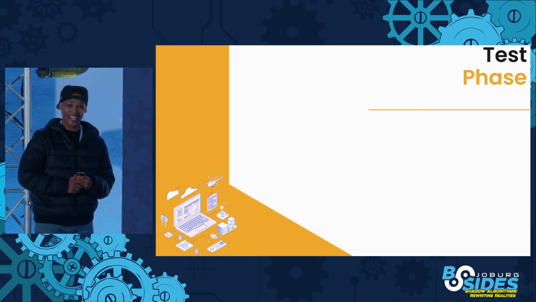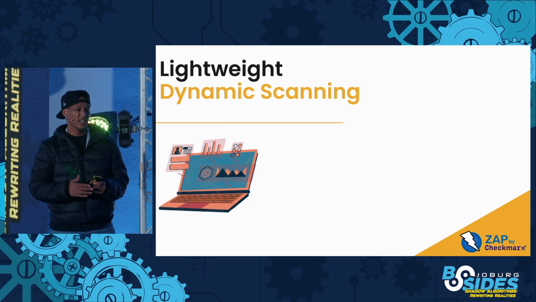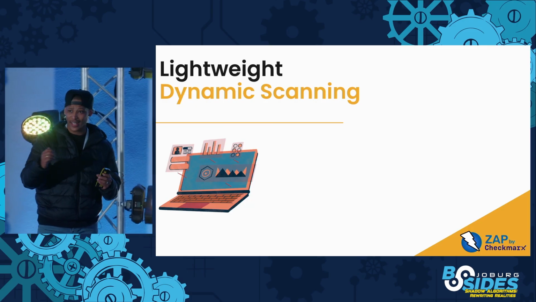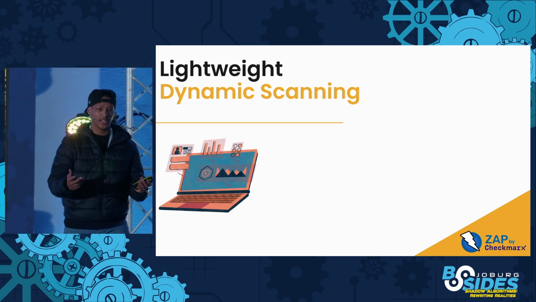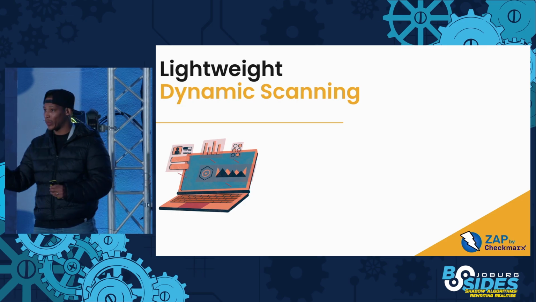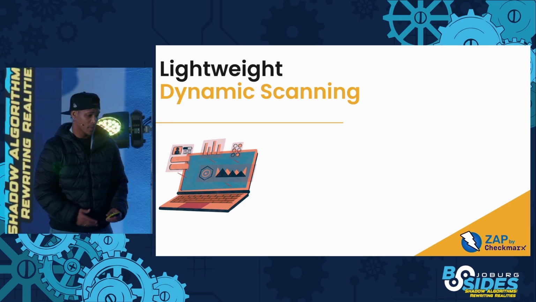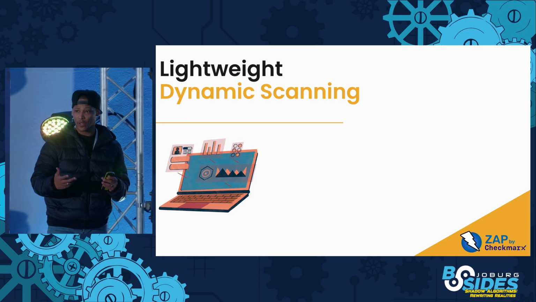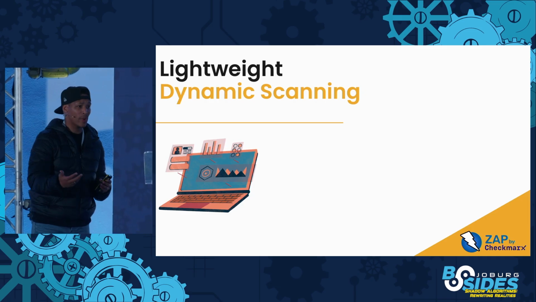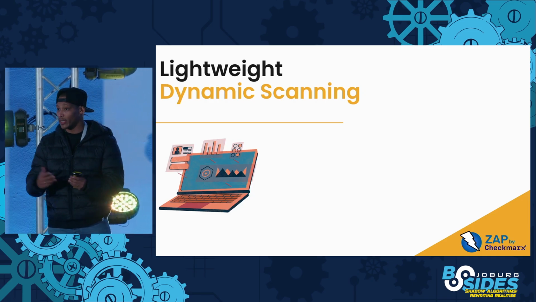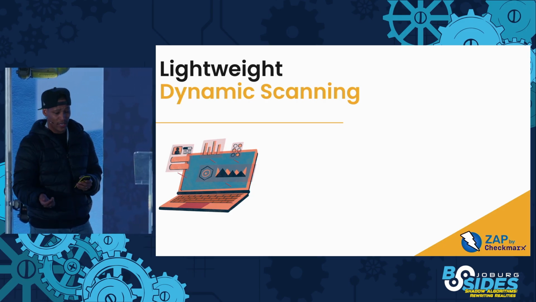Let's move on to the testing phase. In the testing phase, teams can introduce lightweight dynamic scanning, also known as DAST scans. What it does is analyze a running application to identify vulnerabilities. There are tools like ZAP, which offers baseline scans, which is brilliant to run on a daily basis because it's fast and passive, which means that it doesn't perform attacks against your application.